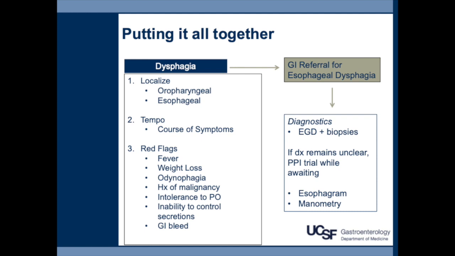Dysphagia in itself is a red flag symptom that warrants further evaluation. It's important to first localize whether this is oropharyngeal dysphagia or esophageal dysphagia in order to make the appropriate diagnostic next steps. Once our history localizes to the esophagus, it's also important to identify the tempo or course of symptoms and identifying whether there's dysphagia to liquids, solids, or both. Third, the identification of red flags can be helpful to our colleagues in GI in terms of recognizing how quickly this patient will need to be seen in clinic and how expeditiously an EGD needs to be scheduled.